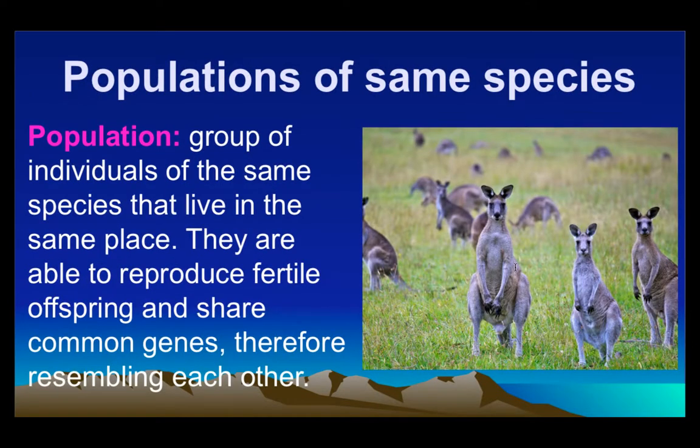Then we have populations. Populations of the same species. That's a group of individuals of the same species that live in the same place, like this population of kangaroos. We have a population of humans all over the world. They're able to reproduce fertile offspring, and they share common genes, so they resemble each other.